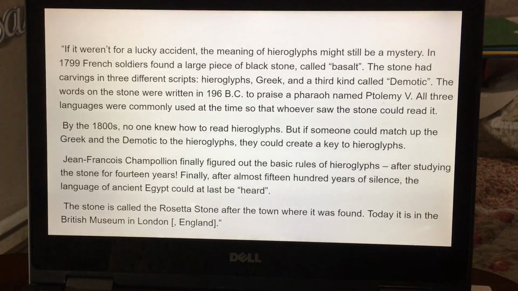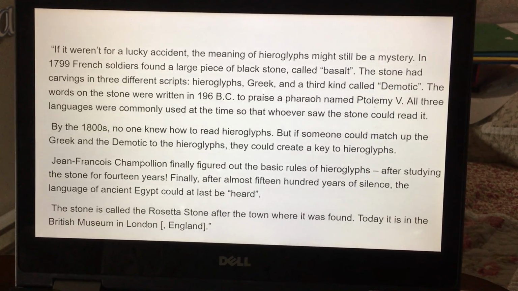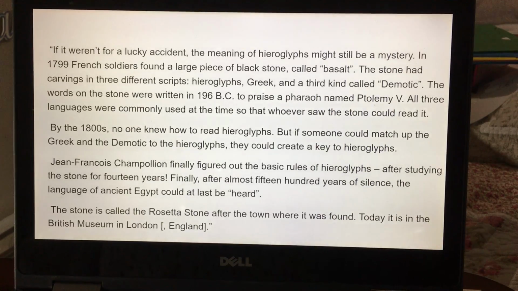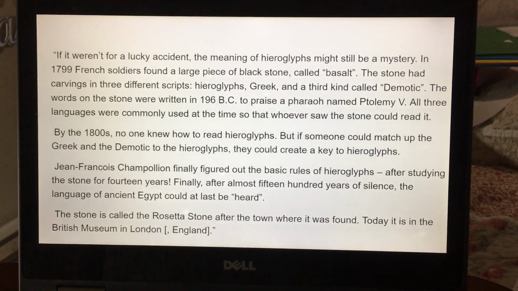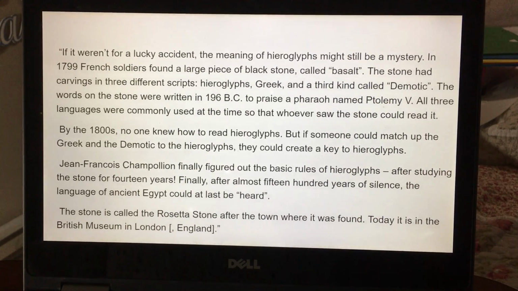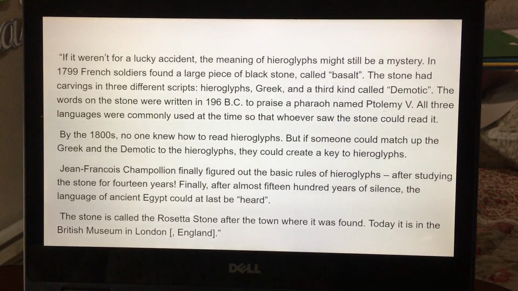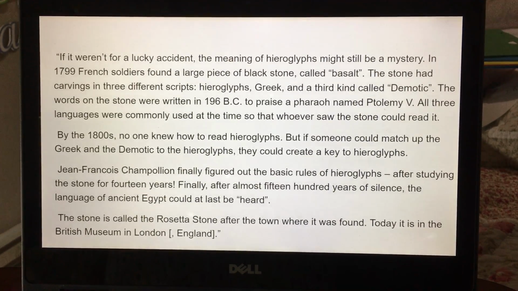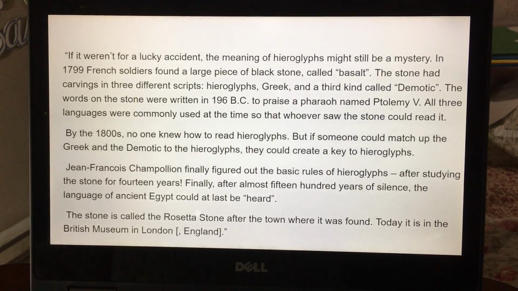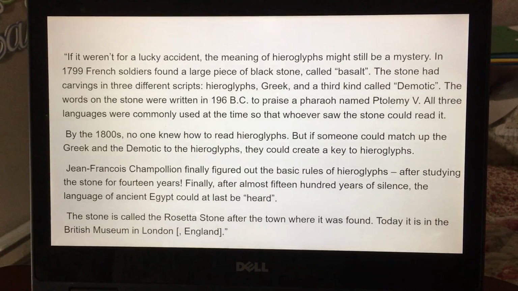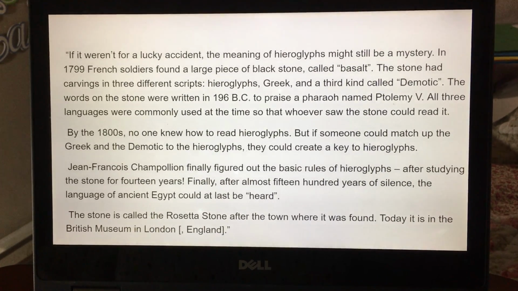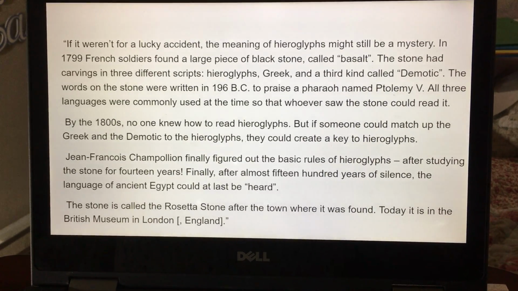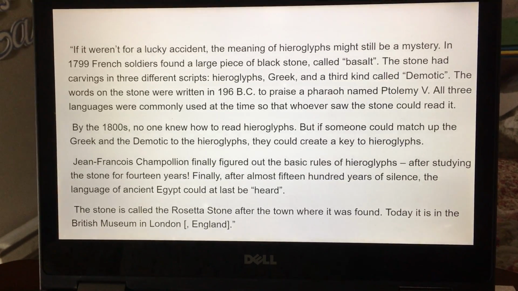If it weren't for a lucky accident, the meaning of hieroglyphs might still be a mystery. In 1799, French soldiers found a large piece of black stone called basalt. The stone had carvings in 3 different scripts, hieroglyphs, Greek, and a third kind called Demotic. The words on the stone were written in 196 BC to praise a pharaoh named Ptolemy V. All 3 languages were commonly used at the time so that whoever saw the stone could read it. By the 1800s, no one knew how to read hieroglyphs, but if someone could match up the Greek and the Demotic to the hieroglyphs, they could create a key to hieroglyphs.